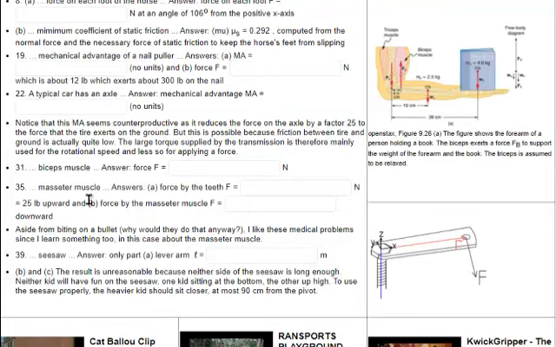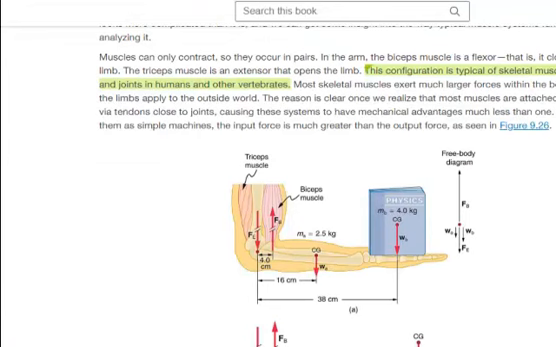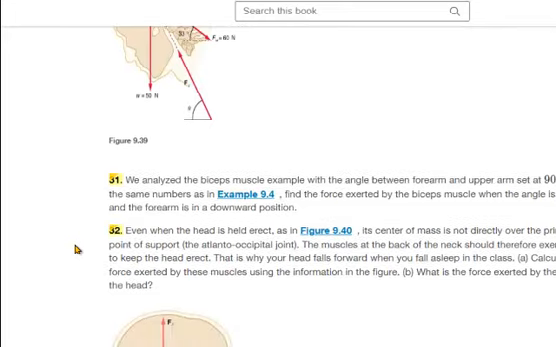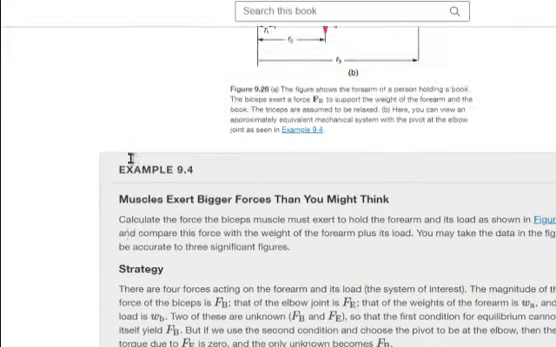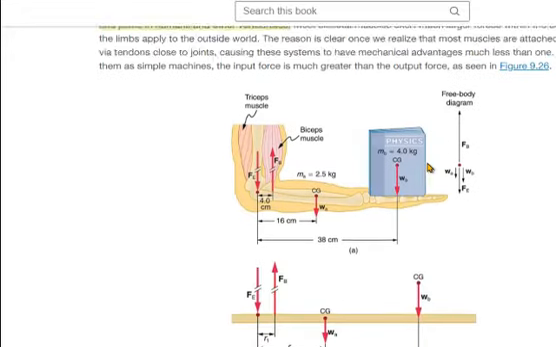All right, so the next problem I want to do is this one here with the biceps muscle, and that's also what you see us drawing here. So I'm going to go to the original problem. We analyze the bicep muscles and so on, and find the force exerted by the bicep muscle when the angle is 120 degrees and the forearm is in a downward position. So now I can go to this drawing here.